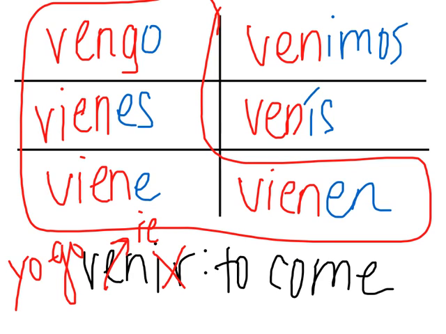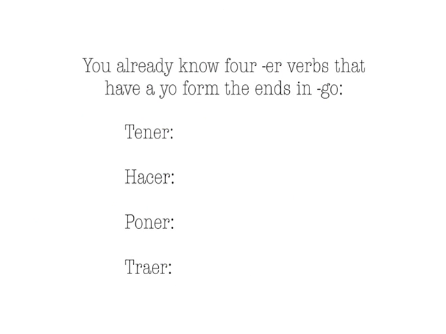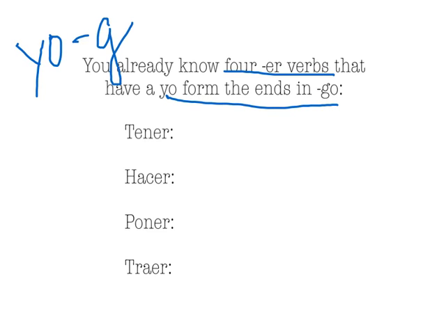Please make sure you have all three of these examples copied into your notes, and then we'll do just one more thing before we close up today. Before we finish today, I want to look at the 4 ER verbs that you guys already know that have a yo form that ends in go. We've called these our yo-go verbs in the past because it's only in the yo form.